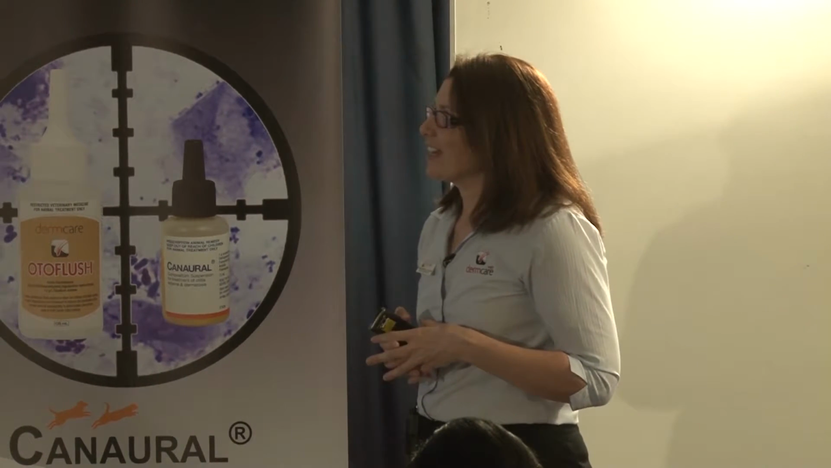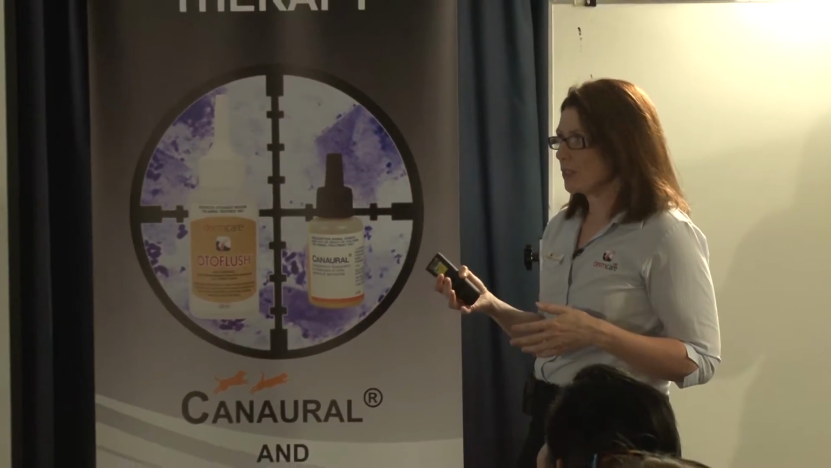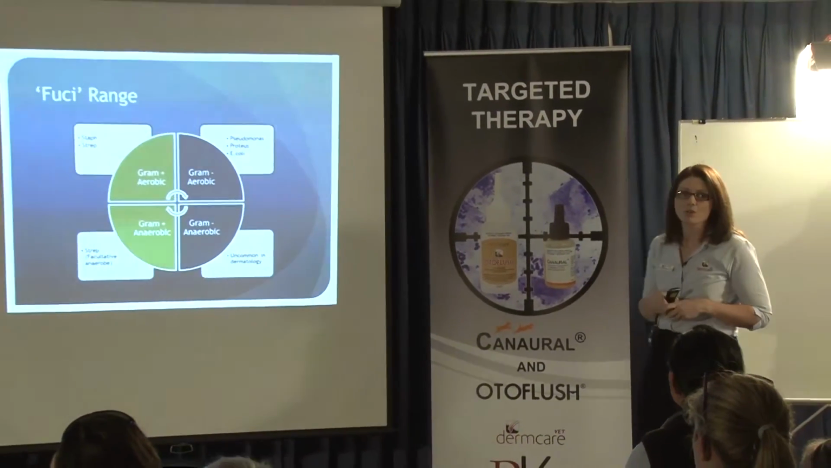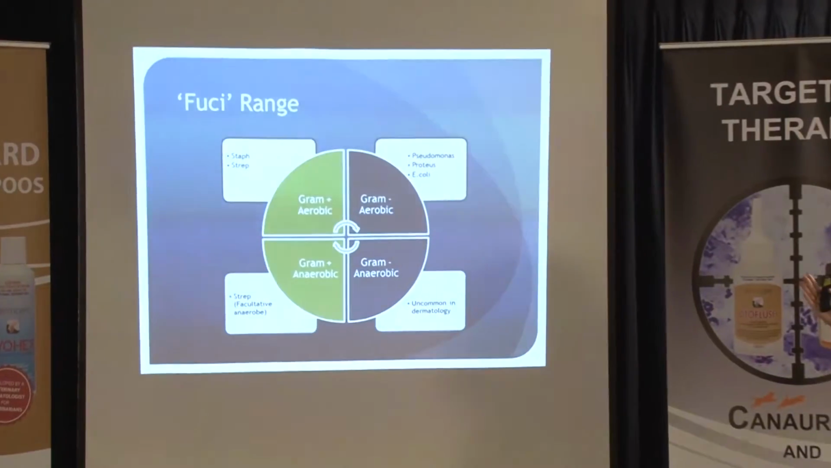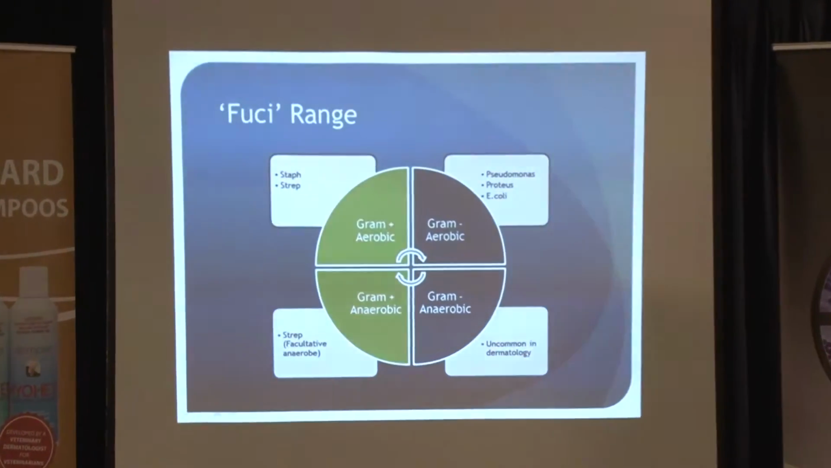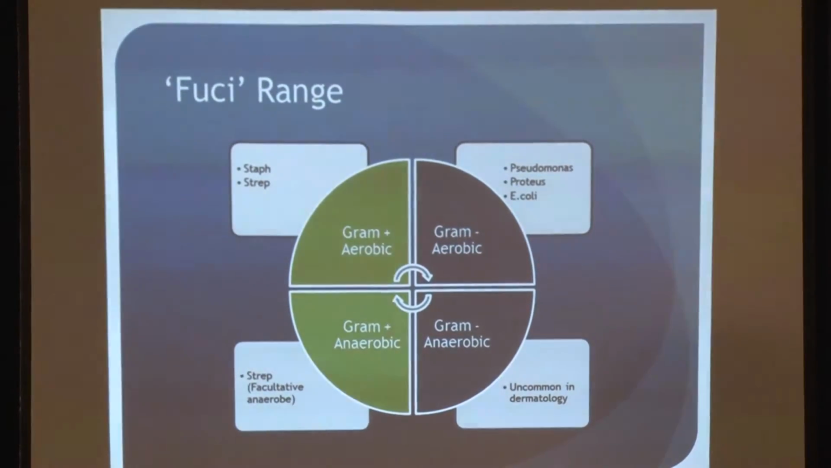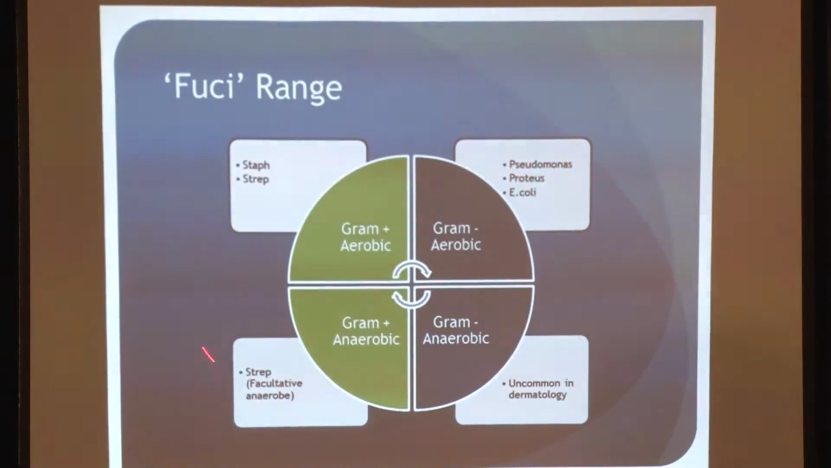I just want to run through some of the products that RxVet distributes. The Fusi range consists of Canoral, Canoptil and Isoderm. So they have the active ingredient of fusidic acid, common to all, and we know that fusidic acid, as we looked at in the earlier slide, covers the gram-positive spectrum, both aerobic and anaerobic, so excellent activity against staph and strep, even when acting as a facultative anaerobe.